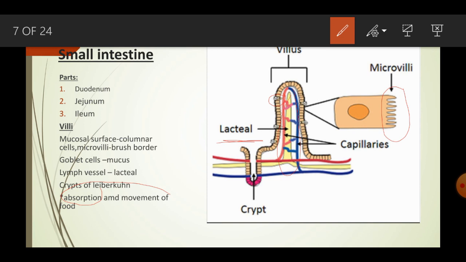Mucosa also forms glands in the stomach, that is gastric glands, and crypts in between the bases of the villi in the intestine. These crypts are known as crypts of Lieberkühn. They also secrete digestive juices and help in the digestion process.